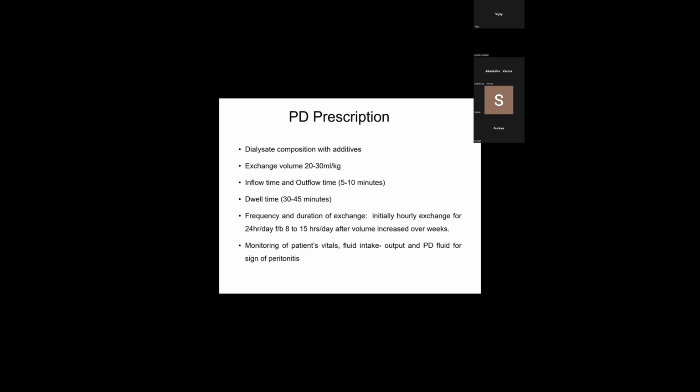And frequency and duration of exchange: initially hourly exchange for 48 hours per day, followed by 8 to 15 hours per day if chronic peritoneal dialysis is required. Also, we should write monitoring of patient's vitals, fluid intake output, and PD fluid for signs of peritonitis in the PD prescription. So now, coming to the peritoneal dialysis technique.